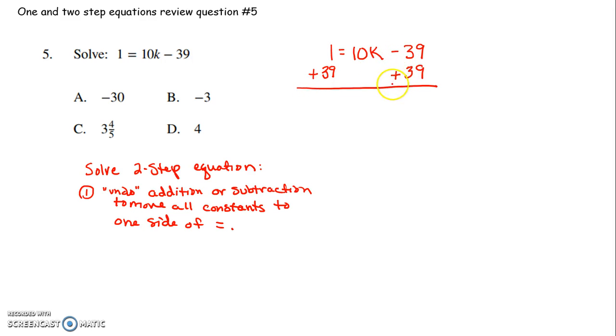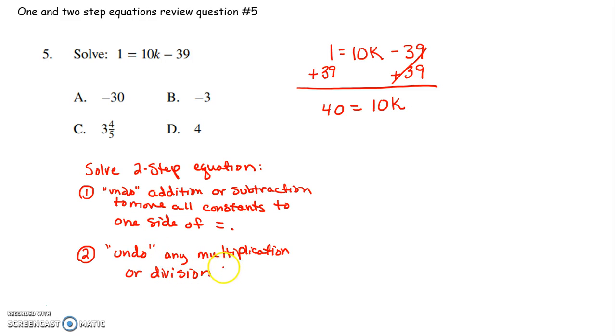Negative 39 plus 39, beautiful. Those zero out. I don't even write the zero in. I just drag down what I'm left with here, which is 10k. Equals 1 plus 39 is 40. Step 2 is to undo any multiplication or division.